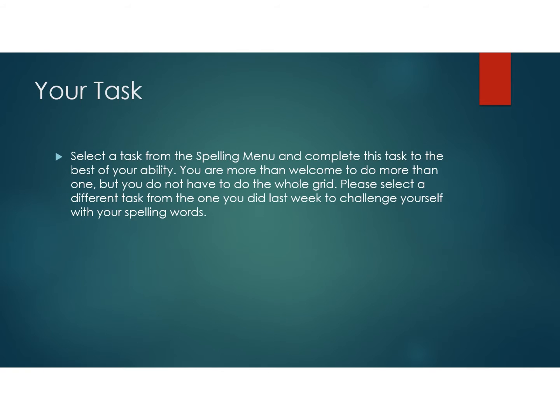Hello Primary 6s, for today's literacy we're going to be looking at a spelling menu. Your task for today is to select a task from the spelling menu and complete the task to the best of your ability. You are more than welcome to do more than one, but you do not have to do the whole grid. For your task, please complete a different one to the one that you did from last time to challenge yourself with your new words.